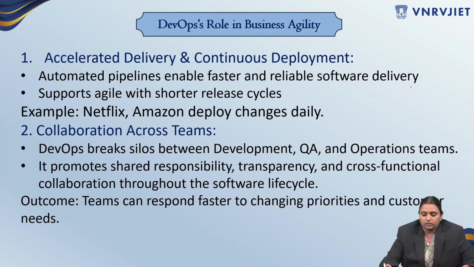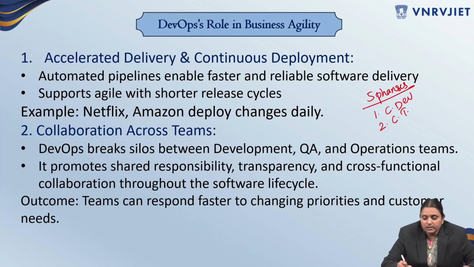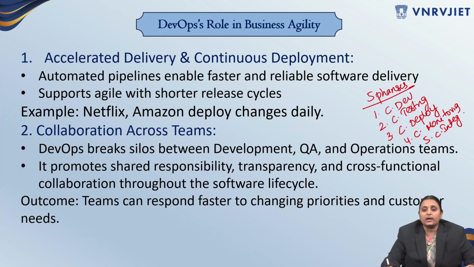As I told you in the last video, there are 5 phases in the DevOps life cycle. The first phase is called continuous development, the second phase is called continuous testing, the third phase is called continuous deployment, the fourth one is called continuous monitoring, and the fifth stage we can call continuous integration. These are the 5 phases in DevOps. By using these 5 phases in the business, we can improve the business. So how can we do that?